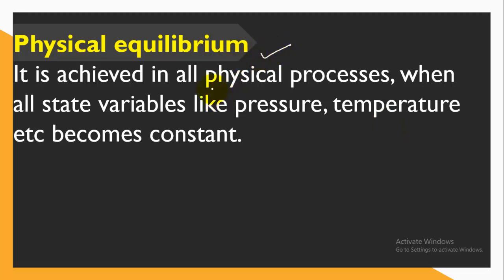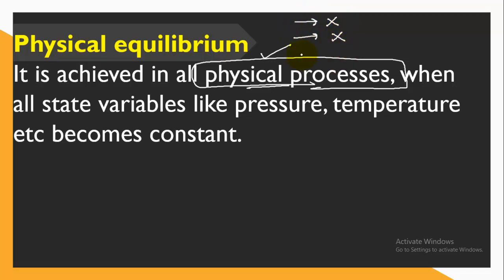As I told you, physical equilibrium is achieved in all physical processes. And you know what physical processes are? Physical processes are those in which no new substances form, there is no net energy change, and you also know that physical processes are reversible and they are temporary. So this equilibrium is achieved in almost all the physical processes.